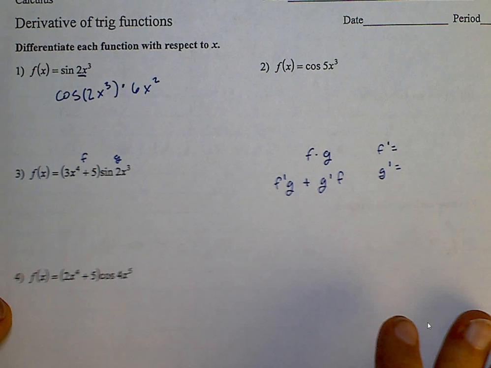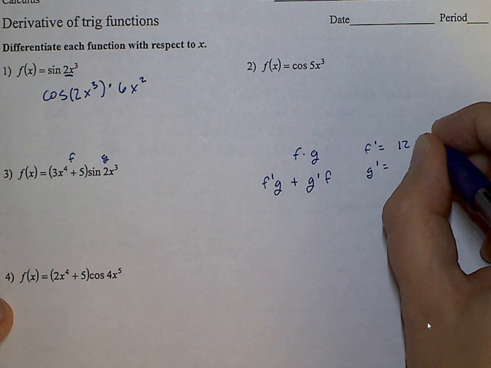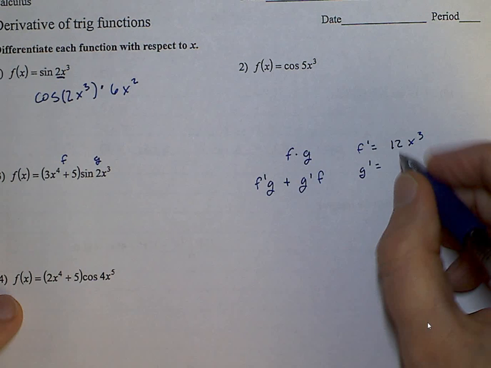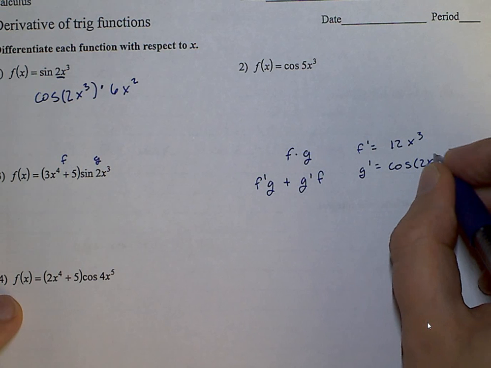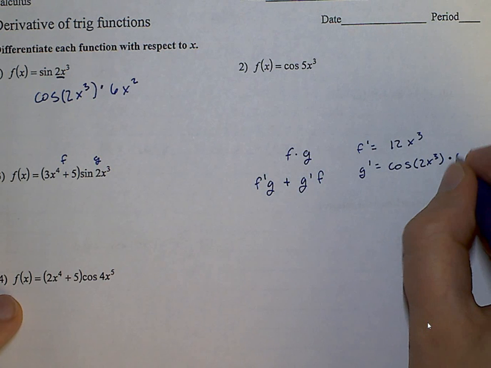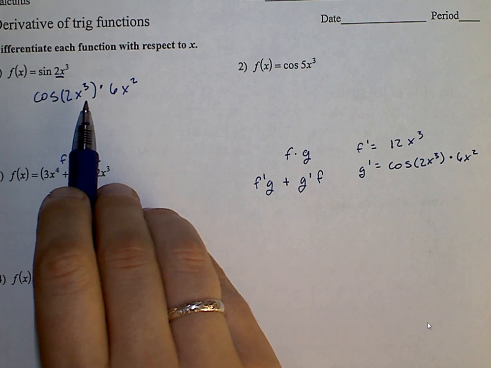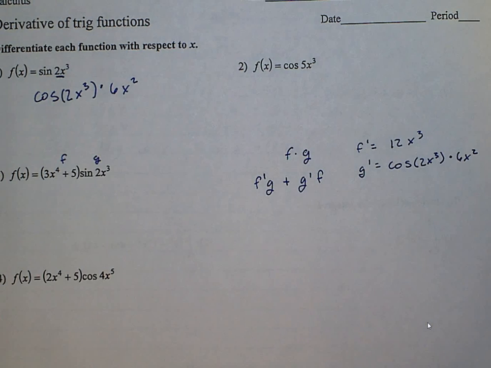So f prime is 12x cubed, sweet. And now g prime. It's sine, so cosine, right? 2x cubed goes inside, and then I have to multiply it by 6x squared, right? Because I just did that right up here. Cool. Okay, this isn't too bad then.